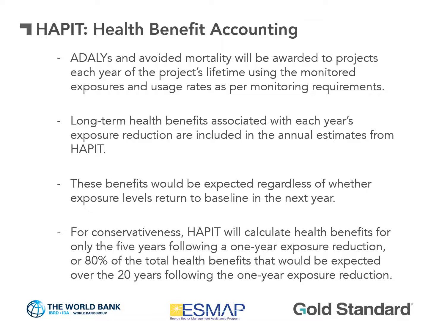The long-term health benefits associated with each year's exposure reduction are included in the annual estimates from HAPIT. These benefits would be expected regardless of whether exposure levels return to the baseline in the next year. But for conservativeness, HAPIT will calculate health benefits for only the 5 years following a 1-year exposure reduction. This represents 80% of the total health benefits that would be expected over the 20 years following the 1-year exposure reduction.